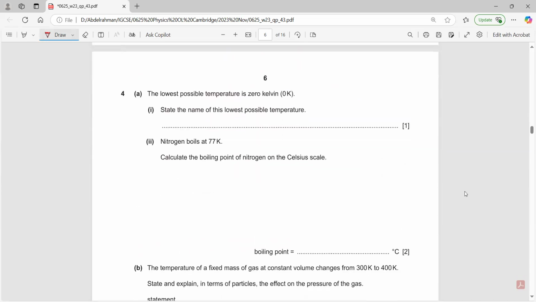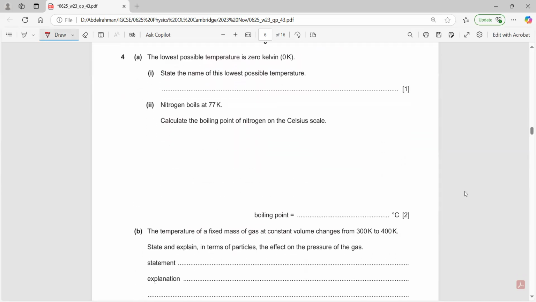Question 4. The lowest possible temperature is 0 Kelvin. State the name of this lowest possible temperature. Okay, we know that this is absolute zero.